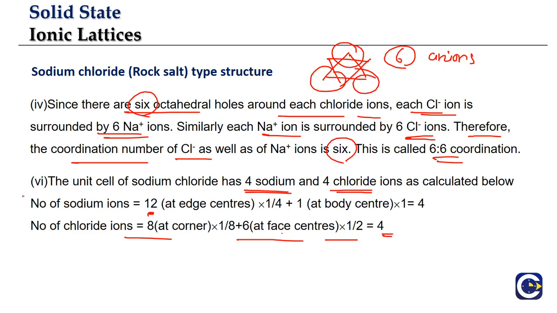And the sodium ions calculation, they will be 12 at the edge centers, each having a contribution of 1 by 4, because an edge center, remember we discussed this in the first video of the chapter, the contribution for the unit cell will be what? 1 by 4, and at the body center the contribution will be fully for the unit cell. So 12 into 1 by 4 plus 1 is going to be what? Totally 4. So we will be having 4 Na plus ions and 4 Cl minus ions.